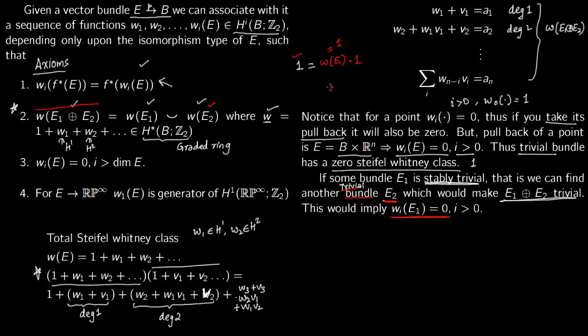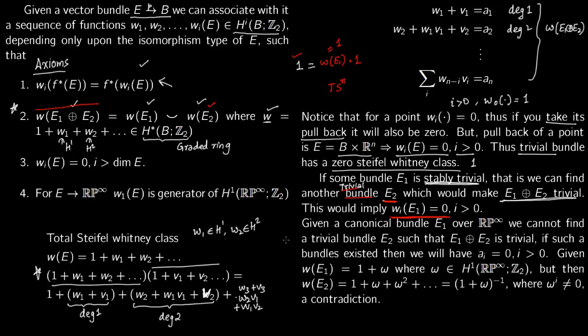So since the tangent space is stably trivial, that would imply that its Stiefel-Whitney classes are 0 for i greater than 0. Now we talk about the canonical bundle. Now we're going to use this number 4.